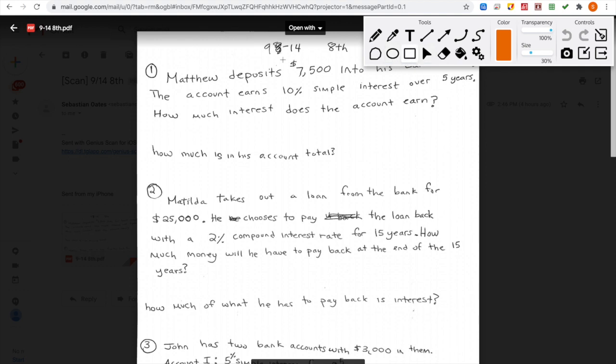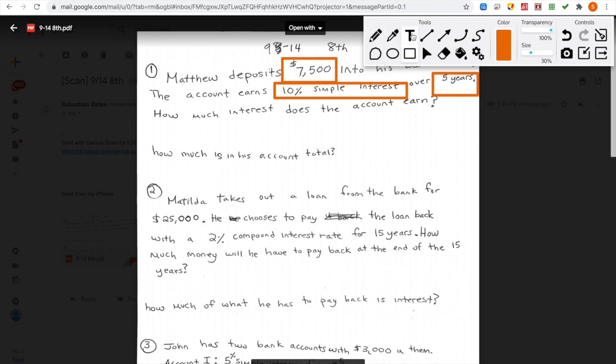So what we're going to do is take a look at several different important pieces of information. First, we have to know how much money we're starting with, or our principal. We're starting with $7,500. The account's going to earn 10% simple interest over 5 years. So there's our rate and our time. But that sentence also tells us what type of interest we're using. It says right here that we're going to be using simple interest.